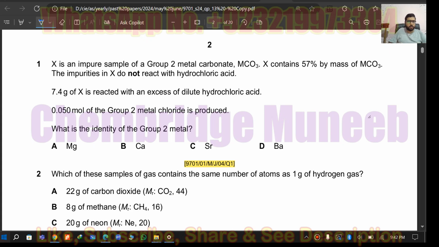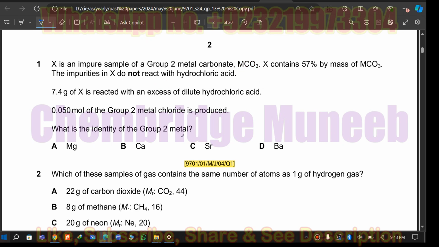the first question states X is an impure sample of group 2 metal carbonate MCO3. X contains 57% by mass of MCO3. The impurities in X do not react with hydrochloric acid. We are given the mass of X. It reacts with the excess of the hydrochloric acid, and then we are given the mole of the group 2 metal chloride. We have to identify which metal is present in the impure X, or in other words, which metal is present in the compound MCO3.